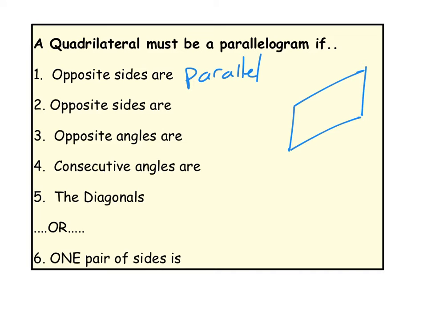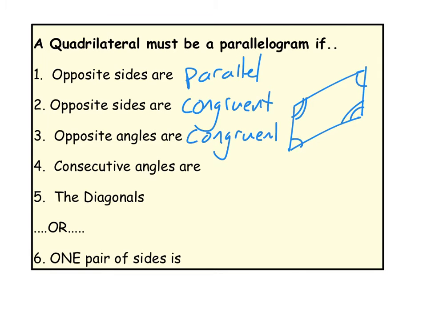What if we know that the opposite sides are congruent? Well, if the opposite sides are congruent, that is enough to know it is a parallelogram. And what about the angles? If we've got those opposite angles and they're congruent, well, we've proven, we made some triangles out of it, and if we know that the opposite angles are congruent, that means it has to be a parallelogram.